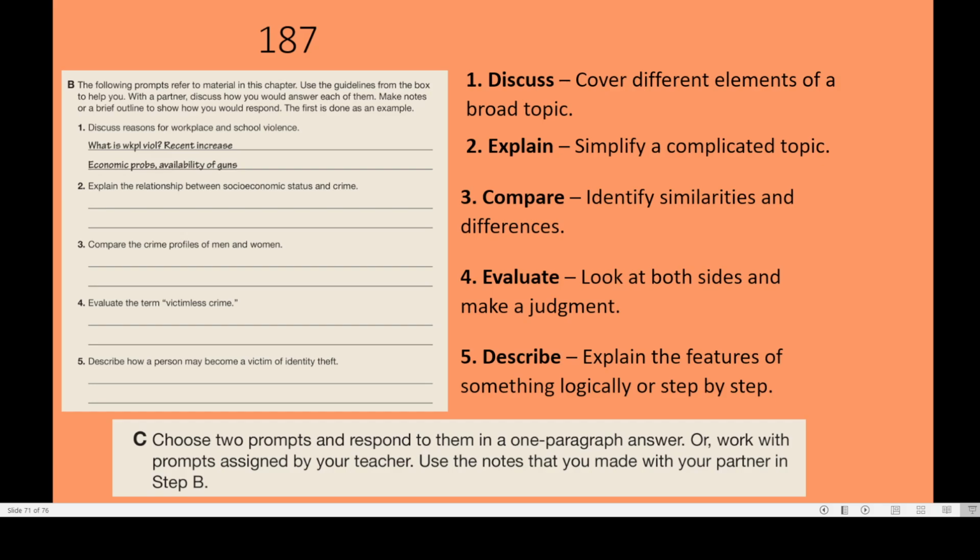So what I would like you to do is to pause the video, choose 2 prompts, and just write some notes, maybe an outline. Like number 1, you've got a little outline here. So choose 2 prompts and create an outline. You don't have to write a whole paragraph. I'm not going to take these. I just want you to do this for yourself. And after you've done that, you can watch this video.